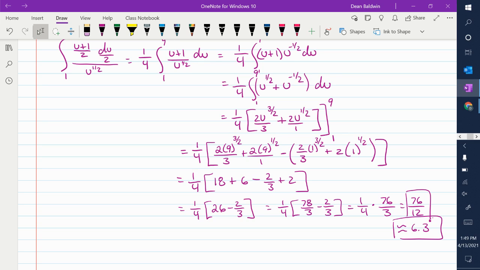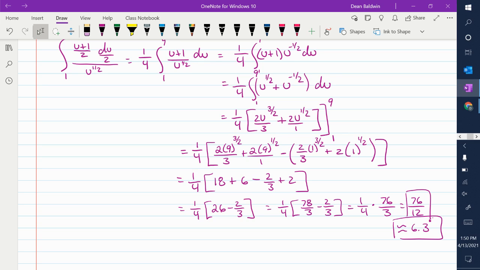I got 6.3, but I may have screwed up. Did I screw up my algebra? Let's check. I put 9 in. Square root of 9 is 3. 3 cubed is 27. 27 divided by 3 is 9. 9 times 2 is 18. Boom. 3 squared, that's 3 times 2 is 6. 18 and 6 is 24. Plus 2 is 26. Minus 2/3. 26 times 3, 78 over 3. 78 minus 2 is 76 over 3. 76 over 12, 6.3. Is that right?